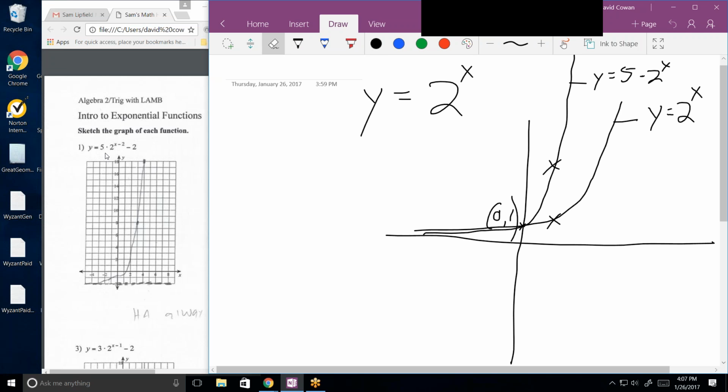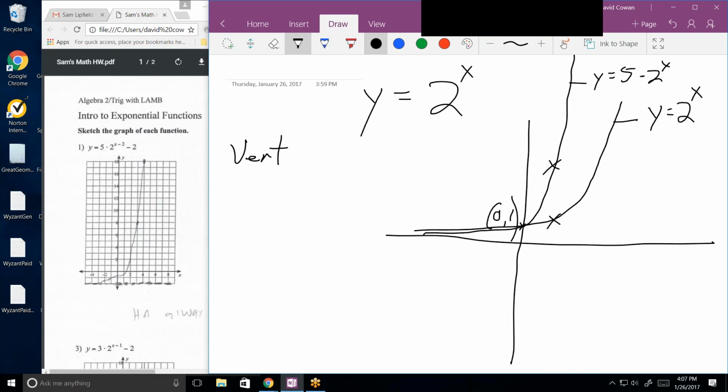Yeah, that makes sense. Okay, so let me write these because we got a bunch of them. They started you right off with one that's got 3 things going on. So it's a vertical stretch by a factor of 5. What's the consequence of this minus 2 in the exponent?